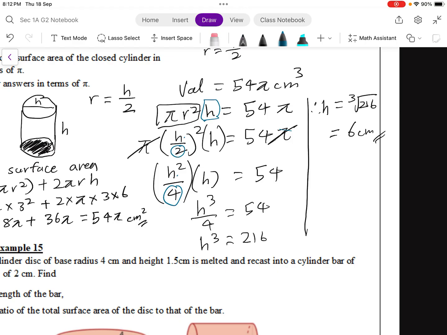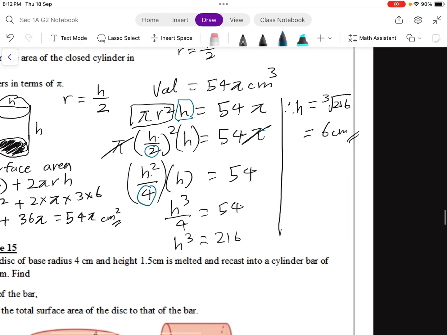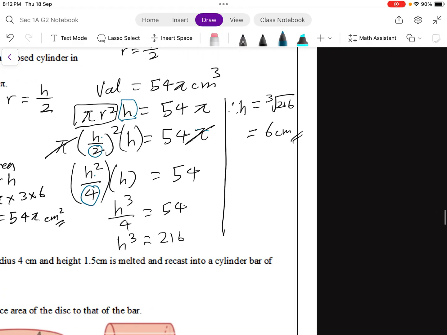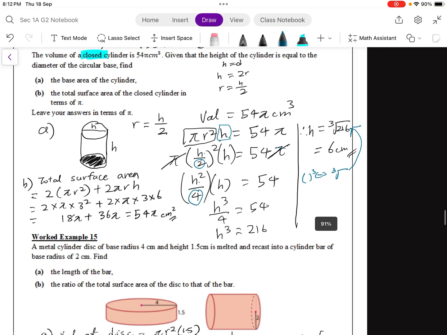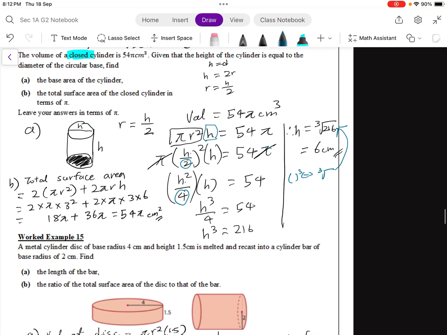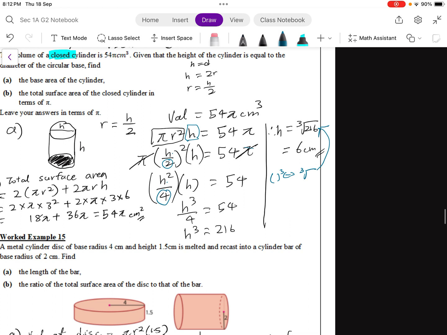Which means reversing, 4 times 54 is h to the power 3, which is 216. Again, the reverse of a cube is the cube root, right? So we cube root 216, and we get 6 cm. Because we have 6 cm, we know the height already. We need to find the base area of the cylinder. So from here we carry on with the answer.